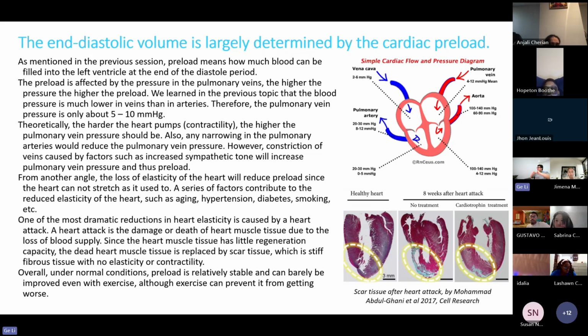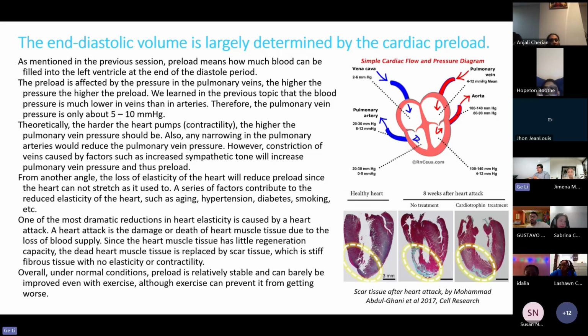Anyone cook? Deal with raw meat? If you have raw meat, you can stretch it and it comes back, right? It's soft, elastic, right? That's one feature of heart muscle and other muscles. You can stretch it. That's why the heart can take in more blood and contract with more blood. However, if this muscle is replaced by scar tissue, you cannot stretch it.